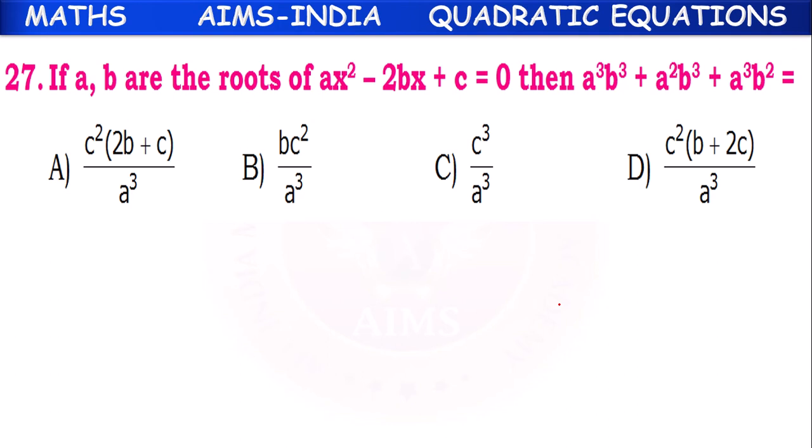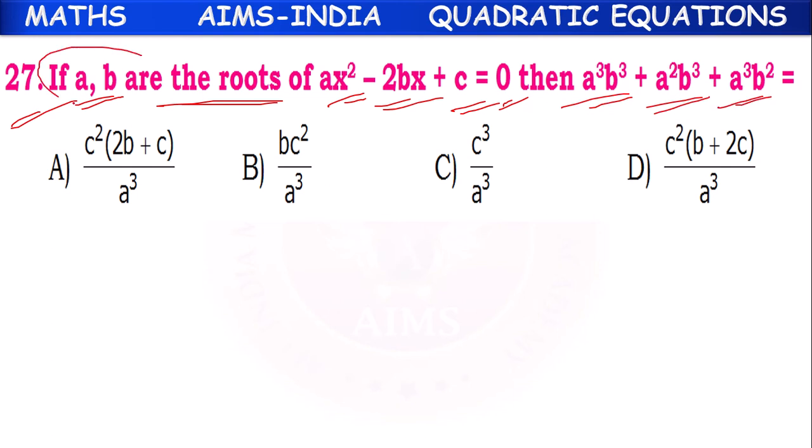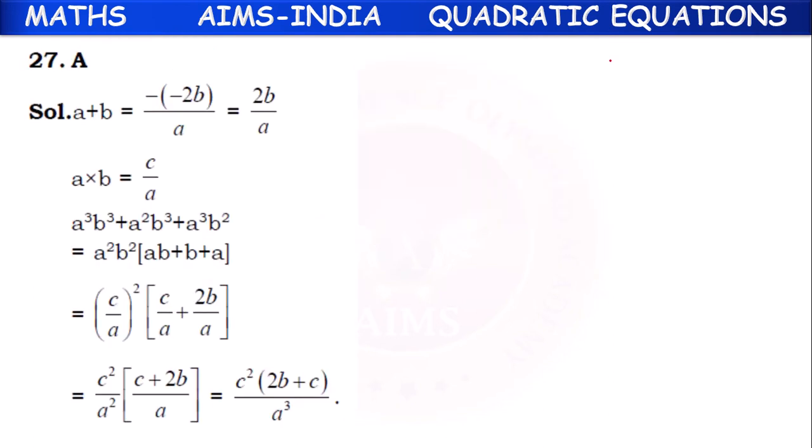Next, 27th. If a, b are the roots of ax square minus 2bx plus c equal to 0, then a cube b cube plus a square b cube plus a cube b square equal to how much? So a, b are the roots of this equation. So then this value, how much? So a cube b cube plus a square b cube plus a cube b square.